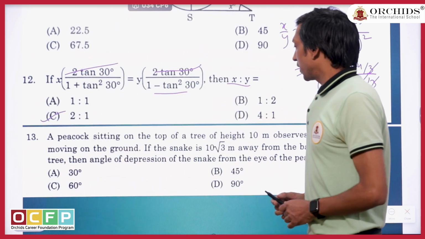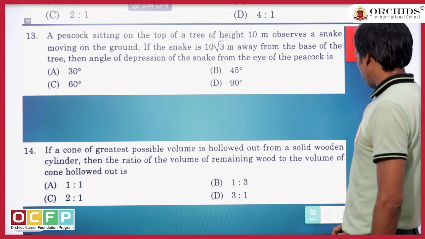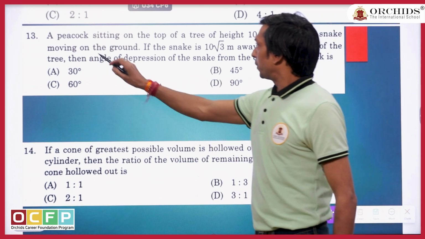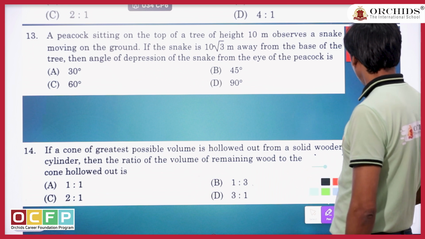So now the next problem we have is from height and distance, a very simple problem. In this case what they are telling is, a peacock is sitting. So let's draw this figure first of all quickly.